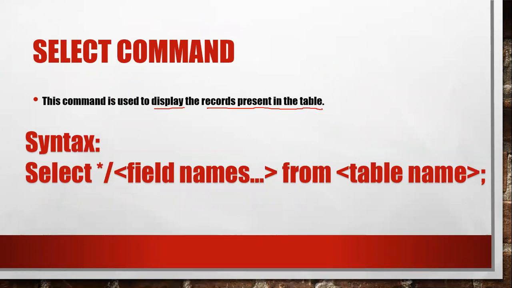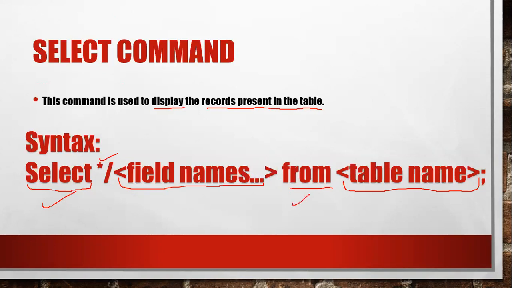Okay, so for the syntax for writing it, first you have to write the keyword select. After that, either you write the star symbol or the field names. So what is the difference between the star symbol and the field names? We will explain it later on. Then you have to write from, and then you have to write the name of the table. So remember one thing: if you want to display records of all fields, then you will write star, or if you want to display records of specific fields, then you will write the names of those fields.